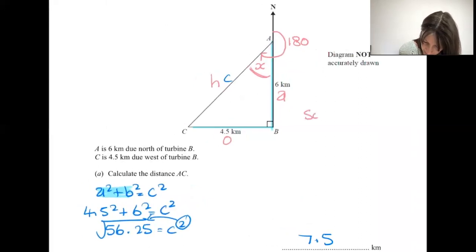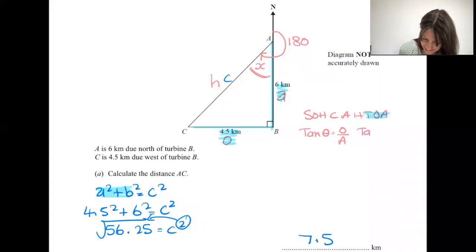So I'm going to just make this a little bit bigger now because we know what we're doing. So, SOH CAH TOA, I have got 6 with the A and the 4.5 with the O. So I've got A and O, which is here. So I'm using tan theta is opposite over adjacent, which is going to give me tan X, the angle I don't know. The opposite is 4.5 and the adjacent is 6.